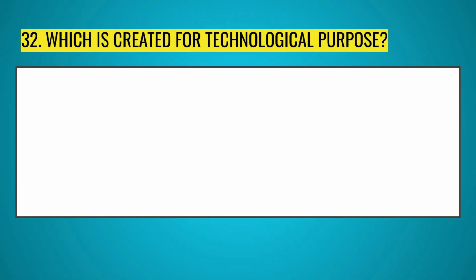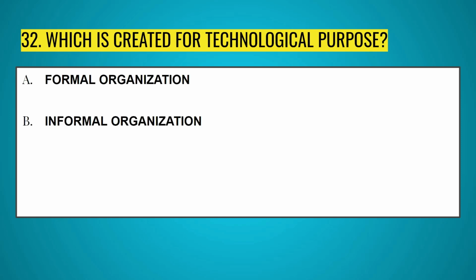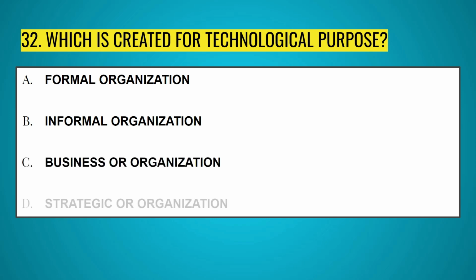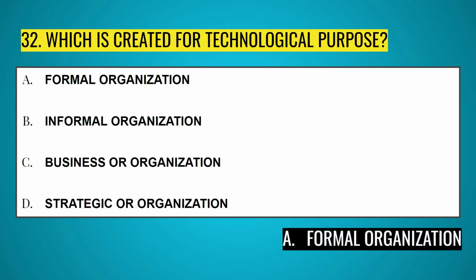32. Which is created for technological purpose. Option A. Formal organization. B. Informal organization. C. Business or organization. D. Strategic or organization. The answer is option A. Formal organization.